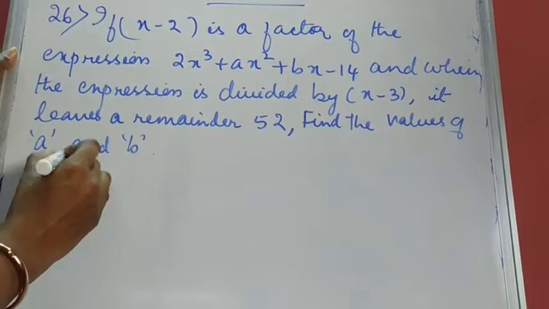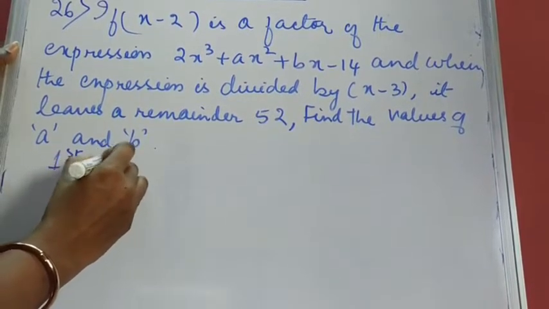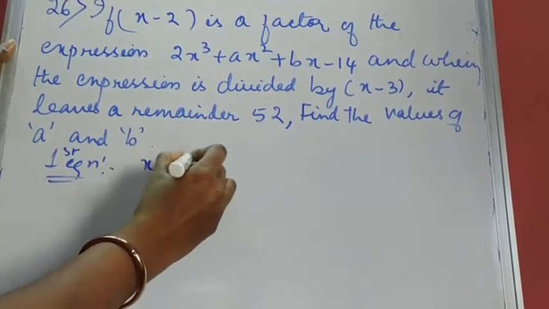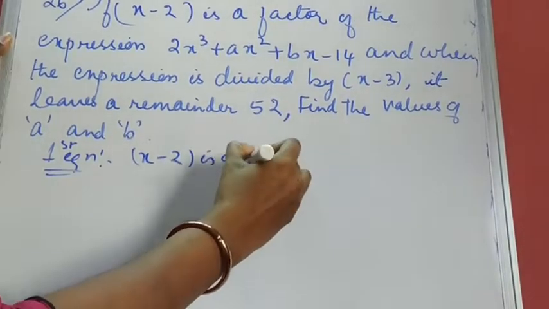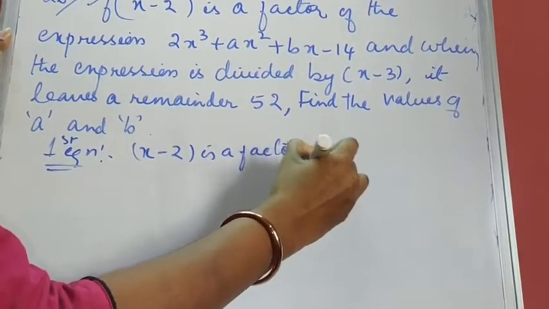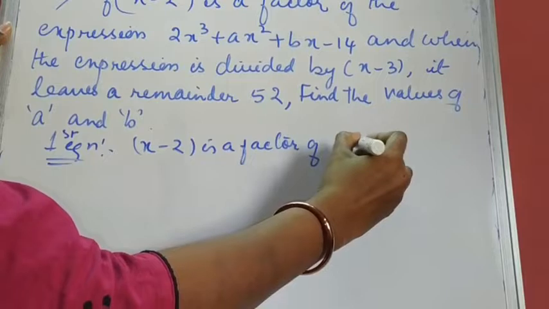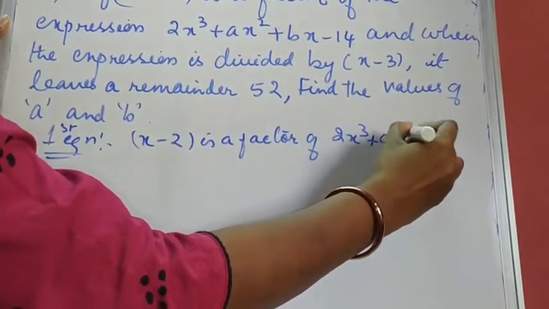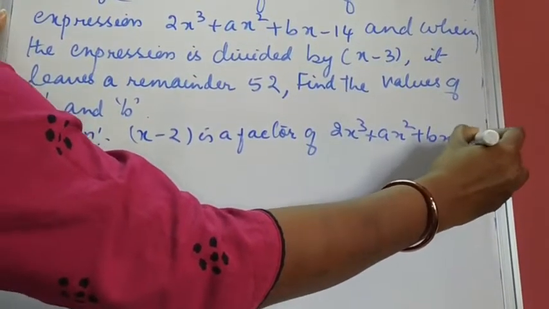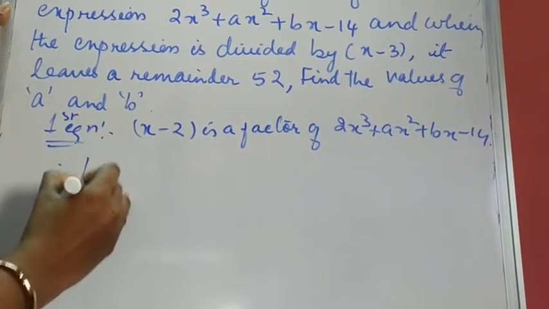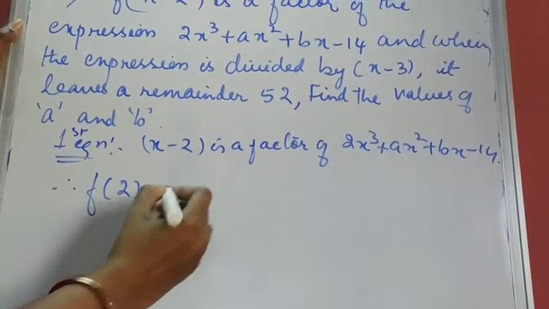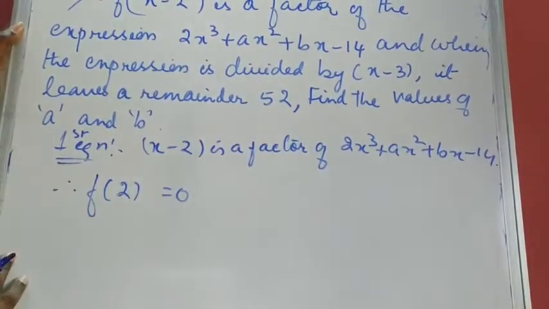So for the first equation, x minus 2 is a factor of the given polynomial 2x cubed plus ax squared plus bx minus 14. Therefore, f of 2 will be equal to 0 because it is a factor.